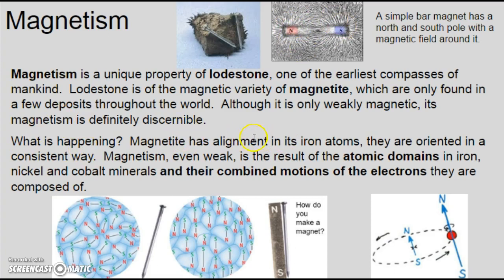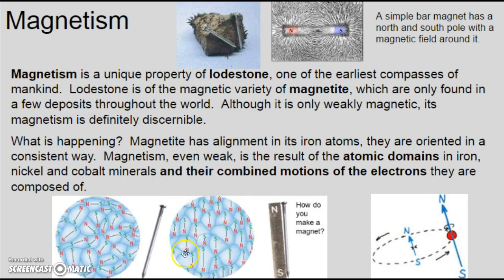Well, magnetite has an alignment in its iron atoms, and you can see down here, if we compare these two pictures, that if we had a nail that was not magnetic, you're going to find that the north and the south poles, let's just call these all the iron within the nail itself, are all oriented in different directions. So magnetism, even weak magnetism, is the result of the atomic domains in iron, nickel and cobalt minerals, and the combined motions of the electrons that they are composed of.